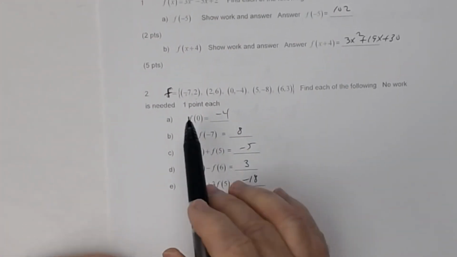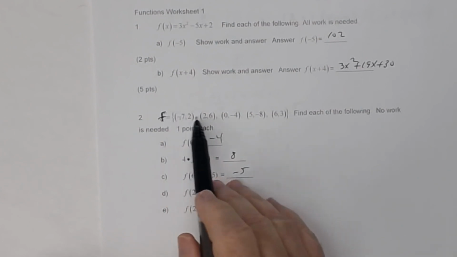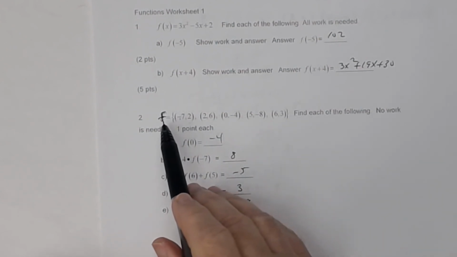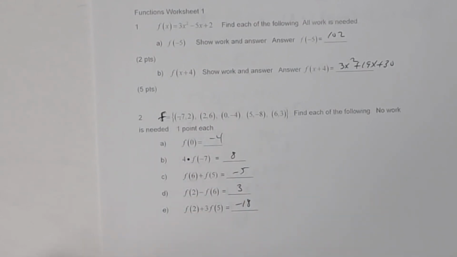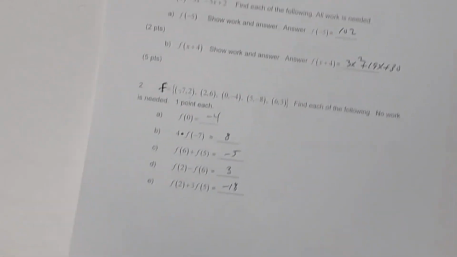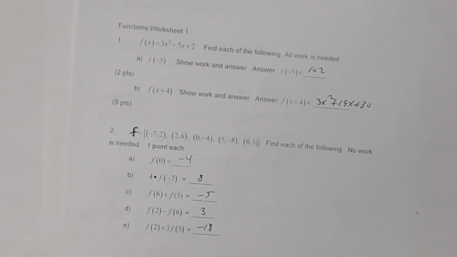Okay? All right, just remember I had to change this because this was function g and none of these dealt with function g. So I just changed the notation to function f instead. All right, so that is it. So that is the key to functions worksheet 1.